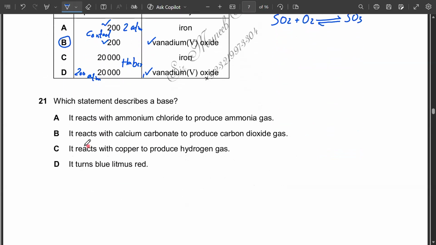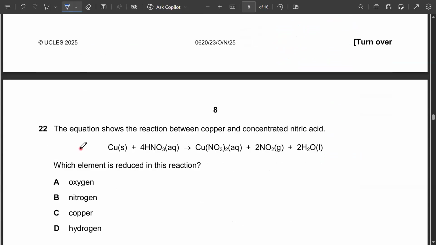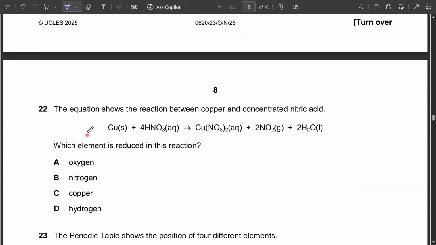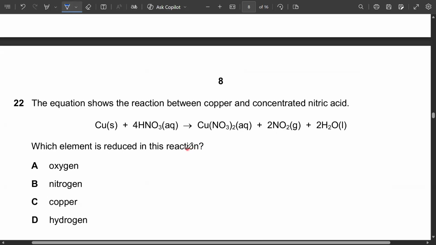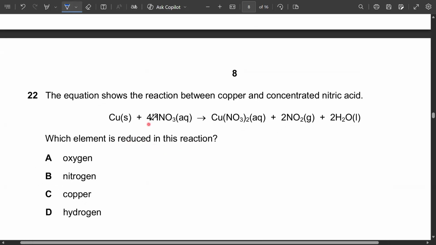Question 21 is not related to our topic right now. Question 22, that's the last question. The equation shows the reaction between copper and concentrated nitric acid. Which elements are reduced in this reaction? To find the reduction of the element, you need to specify the oxidation states of the elements, especially other than hydrogen and oxygen. So other than hydrogen and oxygen are copper and nitrogen. So start with the oxidation states of these two elements only because that will save your time.